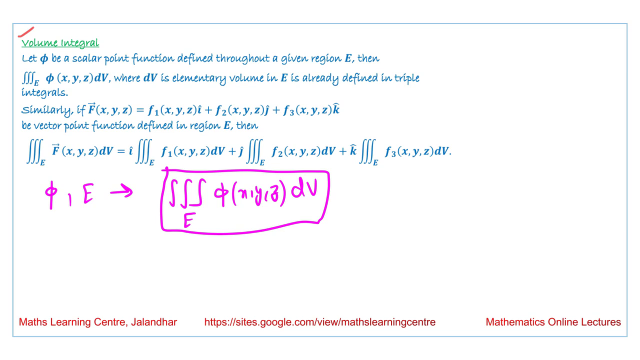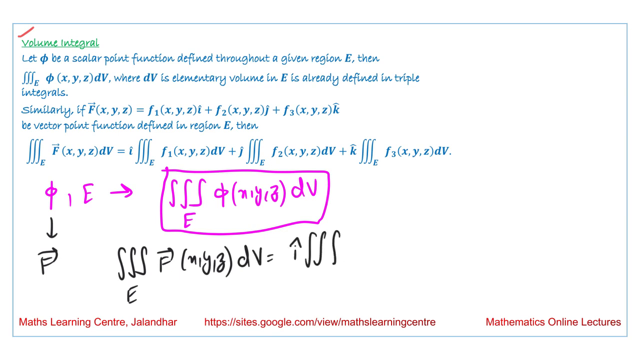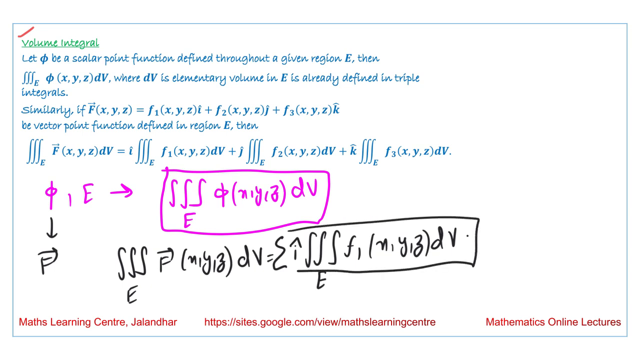Now suppose in place of this point function we have the function F vector, which is a vector function. Then the triple integral over E of F vector (x, y, z) dV is equal to i cap times the triple integral of f1(x, y, z) dV, and the sum of all these components. That will give us the triple integral of the F vector.